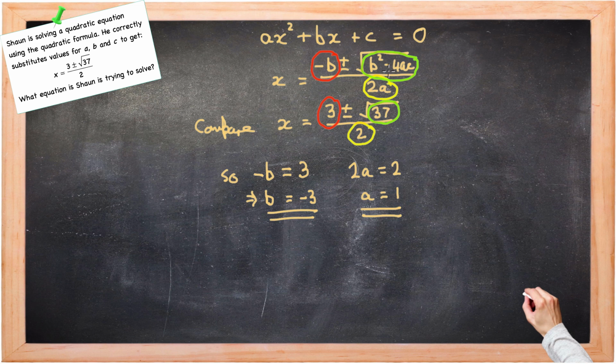And then the other, more complicated one, is that b squared minus 4ac, that's the expression underneath the square root sign. Well, Sean's ended up with 37. So that must be equal to 37. But we'd know what b is, and we're supposed to be squaring it. Now, if you take negative 3 and square it, you get 9. Next, we know that a is 1. So instead of 4 times a times c, we can say 4 times 1 times c. And 4 times 1 is just 4. So that's 4c.